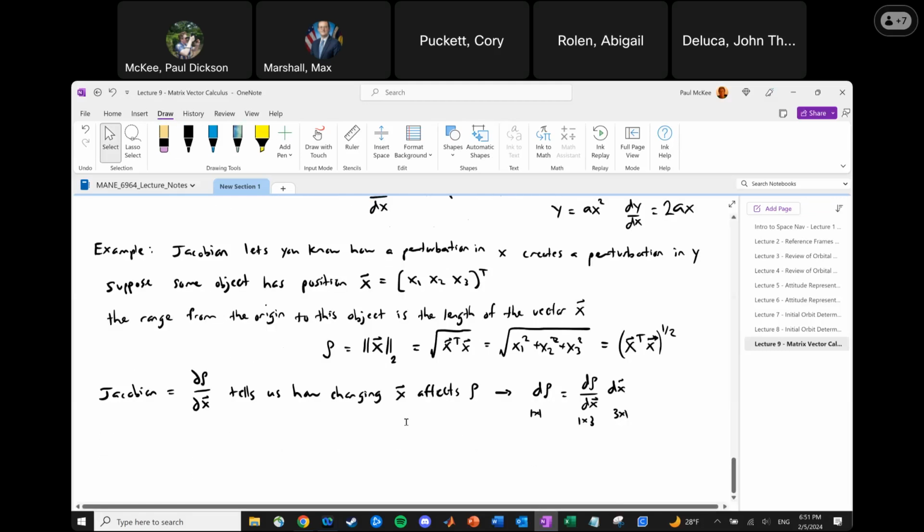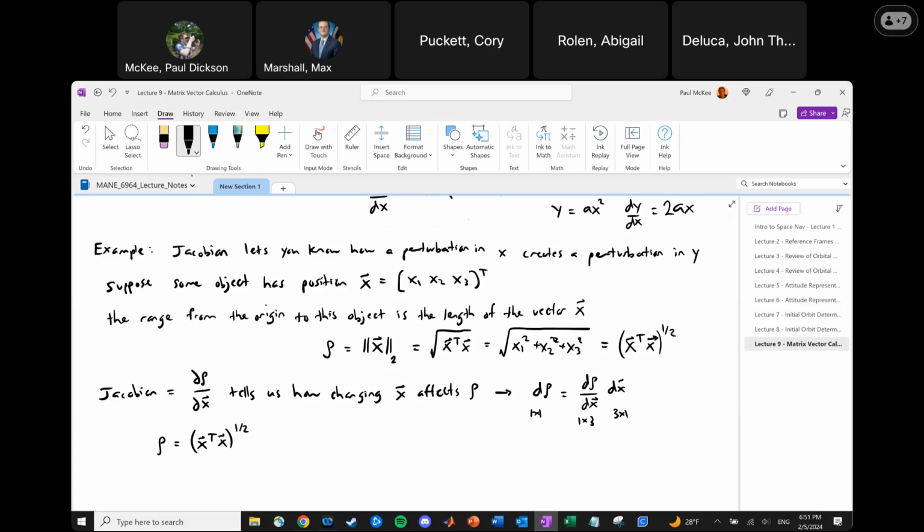Let's actually do it now, right? So say the partial of rho with respect to x is equal to what? Well, actually, let me rewrite this. I'm going to bring this top equation down here in a minute. Rho is equal to x transpose x to the 1/2 power. So then in that case, the partial of rho with respect to x, got to think about the chain rule, right? First, the exponent comes out front. Then the interior stays unchanged.